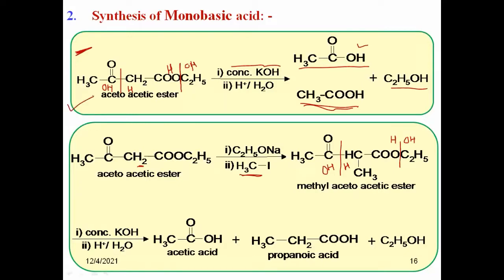Simply, acetoacetic ester is hydrolyzed by using concentrated KOH followed by acid hydrolysis. We get acetic acid. But when acetoacetic ester is first converted into the corresponding methyl derivative, and then that methyl derivative is subjected to ketonic hydrolysis and acidic hydrolysis, we get different carboxylic acids: acetic acid, propanoic acid, and ethyl alcohol. Okay, this is again an interesting example. Let us see one more interesting example regarding the same reaction.